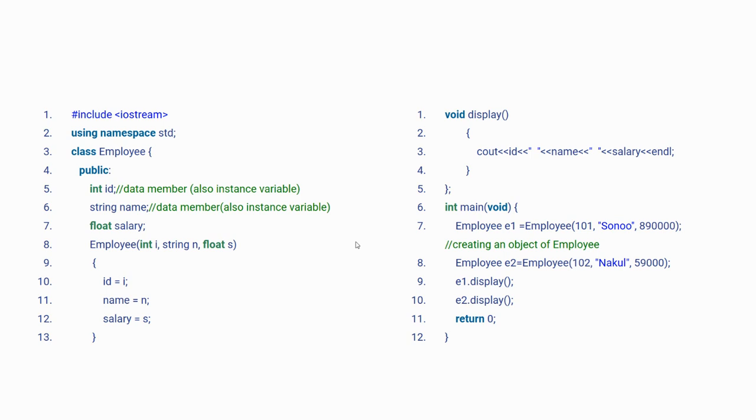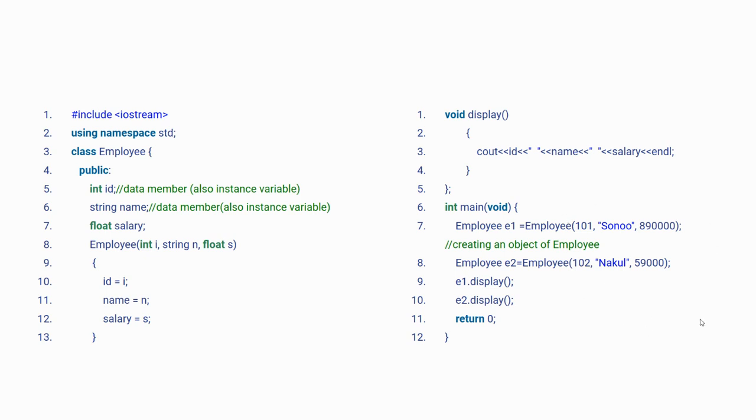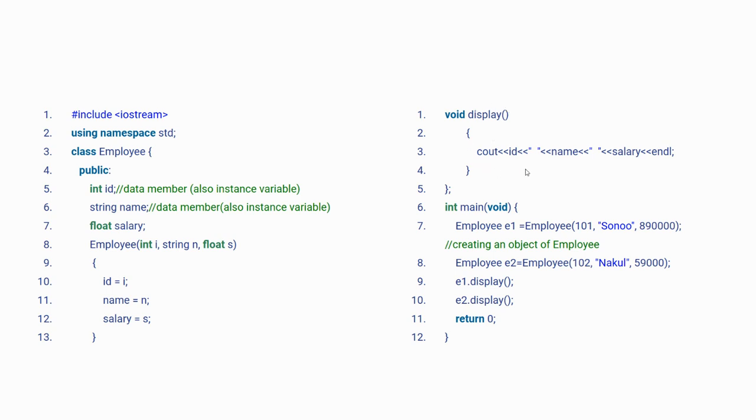After that, in the main function, we are creating two objects and we are passing some values as the parameters such that the constructor will be invoked. e1.display(), e2.display(), then return 0, then the output will be 101 Sonoo 890000. Whatever you are passing here, that we will get as the output as we are writing the logic of the display function.